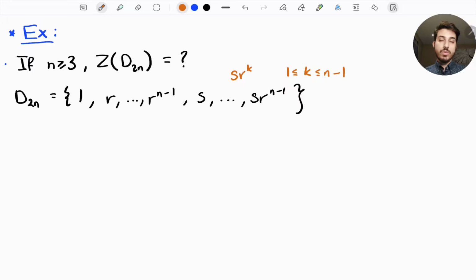So to look at the center, we need to look at the elements which commute with all of the elements of D_2n. So let's take a random element S R^k for some k that we don't know of.